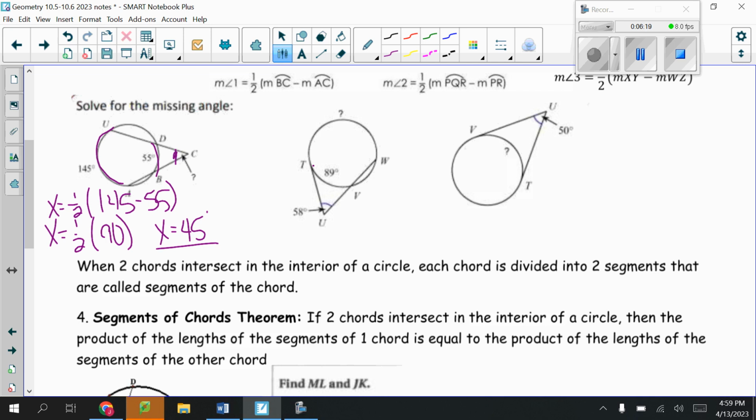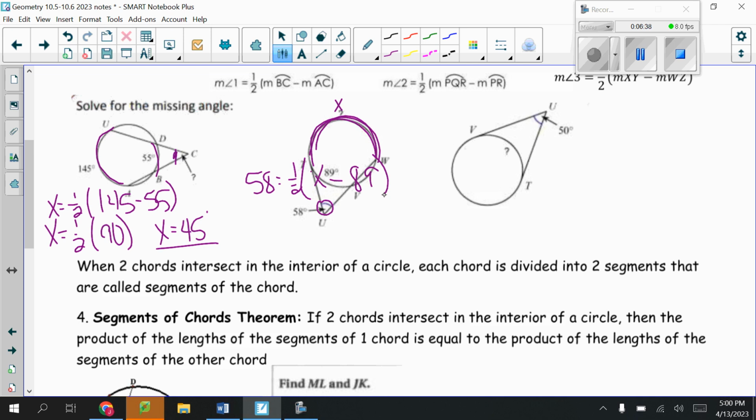This time we're looking for an arc. So I'm going to put my X there. I know the angle out here is 58. So I would say 58 is equal to 1/2 my great big arc, which I'm looking for, X, minus my little arc, 89.